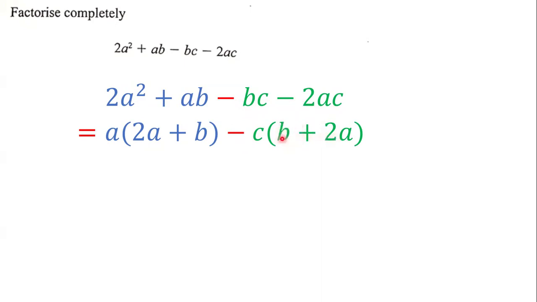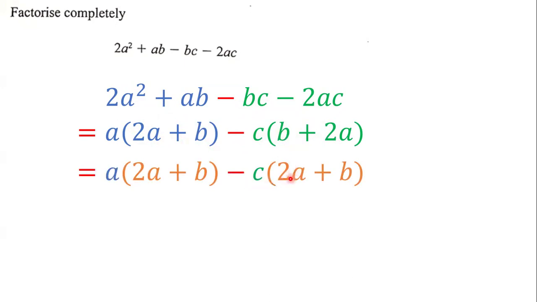Now, notice that this is b plus 2a, but we want to write it as how this expression is written. So we write it as 2a plus b, instead of writing it as b plus 2a. And if we notice, we have this term, 2a plus b, so this term and this term are the same thing.